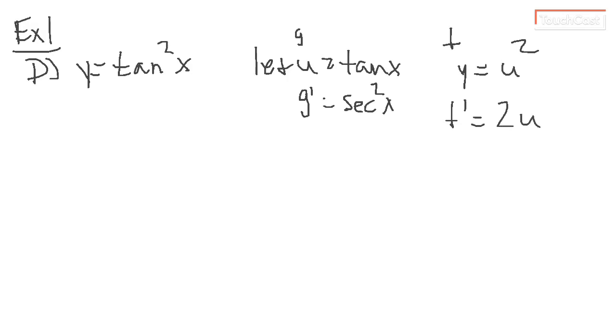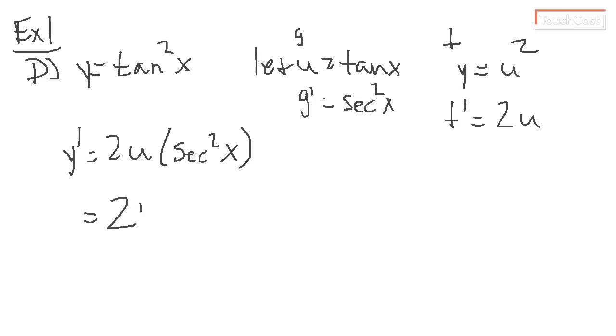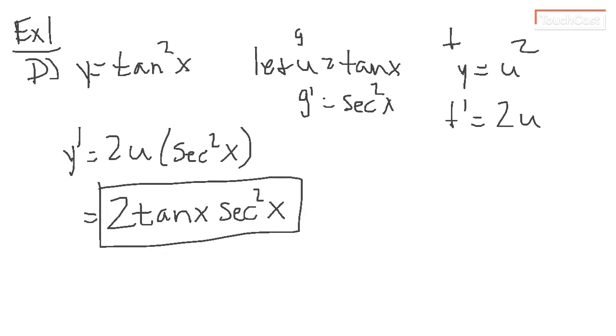So when we're looking for y prime, we're going to have 2u times secant squared x, and then we can replace u with tangent. So our derivative is going to be 2 tangent x secant squared x. And then we're all done.